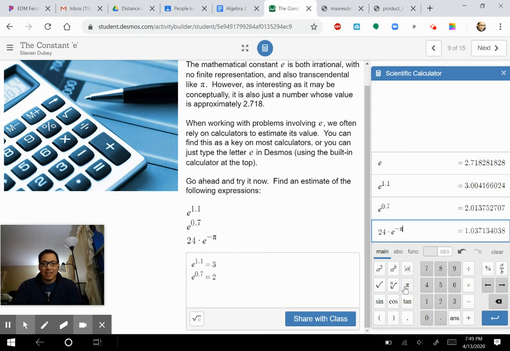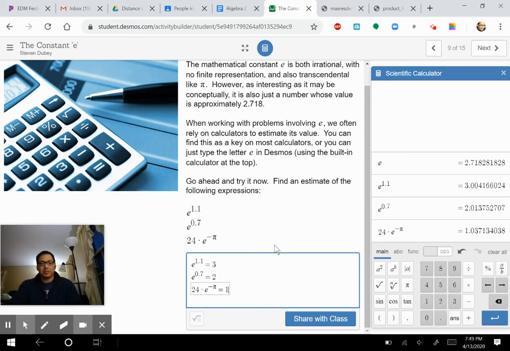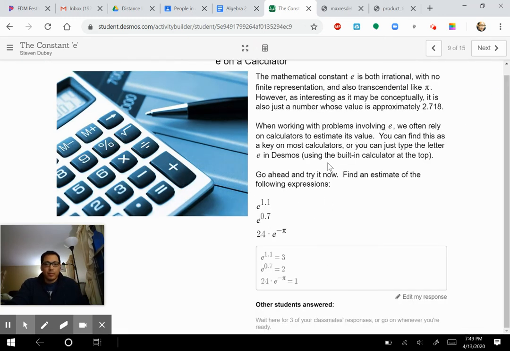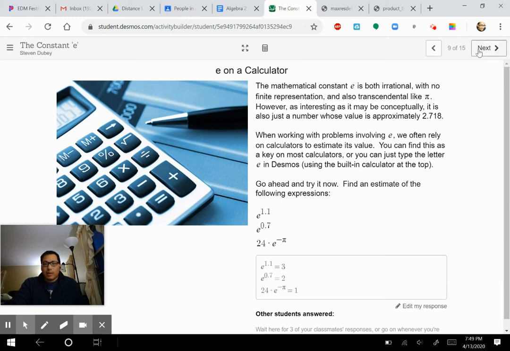Letters pi. And look at that. 24 times e to the minus pi is close to 1.321. Okay, so it's just a number. Let's go on to the next screen here.